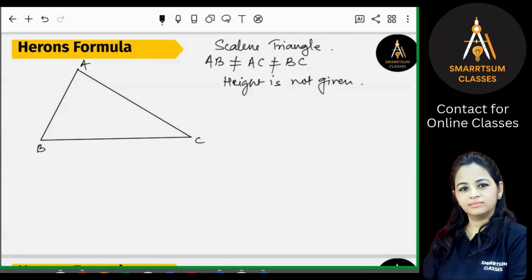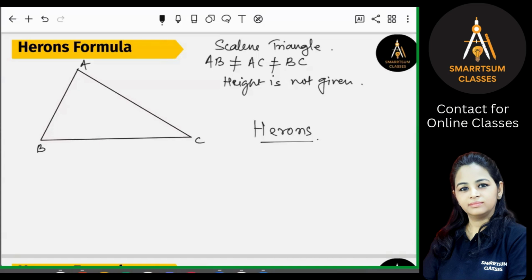So Heron, an encyclopedic writer in applied mathematics, gave a formula for finding the area of a triangle in terms of the lengths of the three sides, as we will discuss in this section. And this formula given by him is called Heron's formula. The name of the writer is Heron, and the formula is named after him, known as Heron's formula.